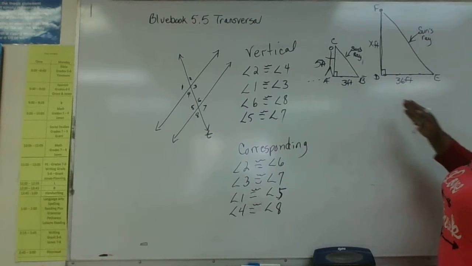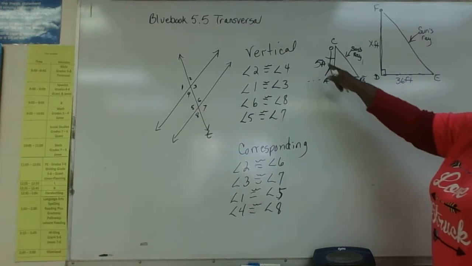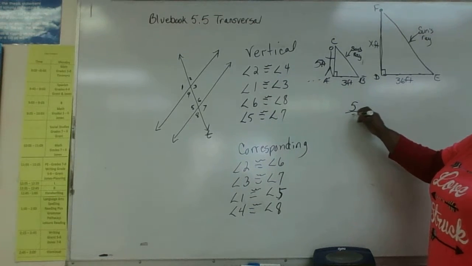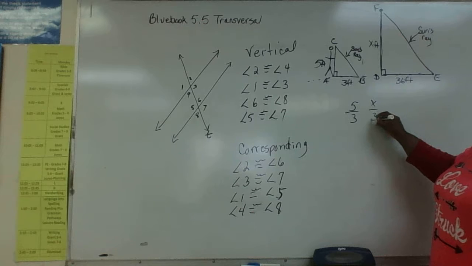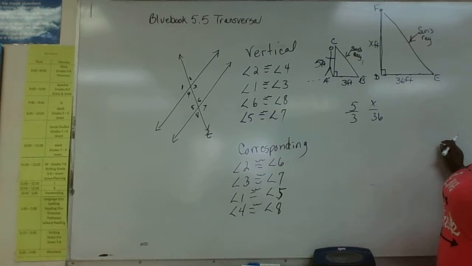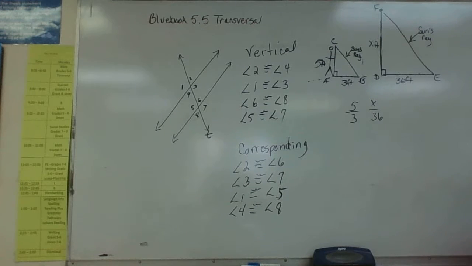The actual shadows, vertical shadows, we can also use to help us out. We can use the size 5 to 3 as x is to 36, and that can also help us in our solving if we wanted to solve for x. So the fact that the rays are parallel and we have our transversal with the ground, we can conclude that these two are the same.